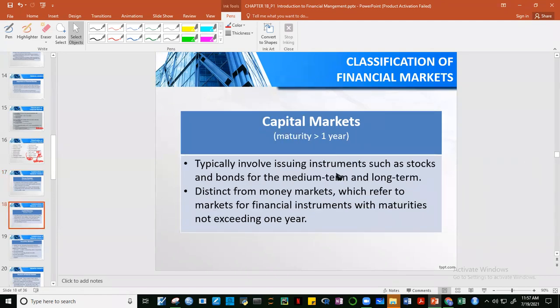Okay, capital markets naman, more than 1 year. Okay, yung more than 1 year na yan, greater than 1 year, 3 years, 5 years, 10 years, 15 years. Okay, so it's distinct from the money markets, which refer to markets for financial instruments not exceeding 1 year. So alam natin yan, no? Ito maturity more than 1 year.